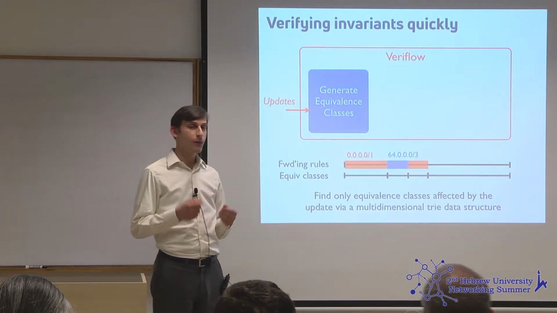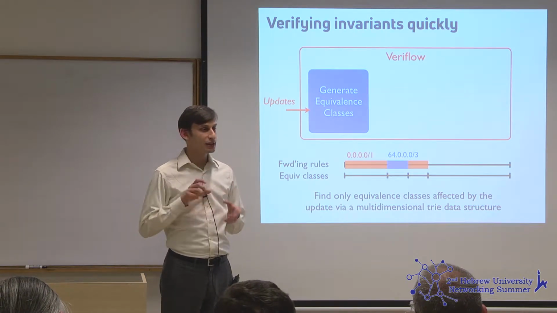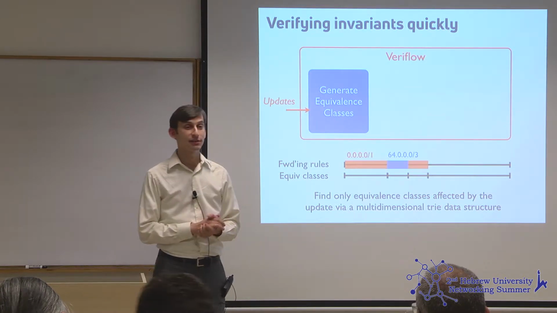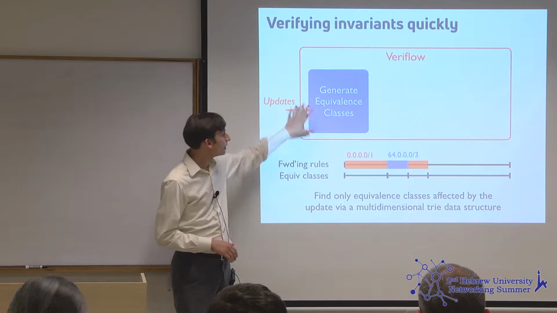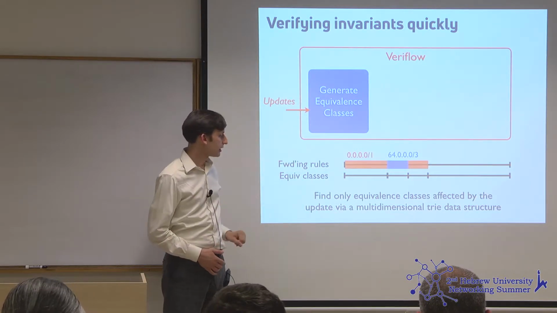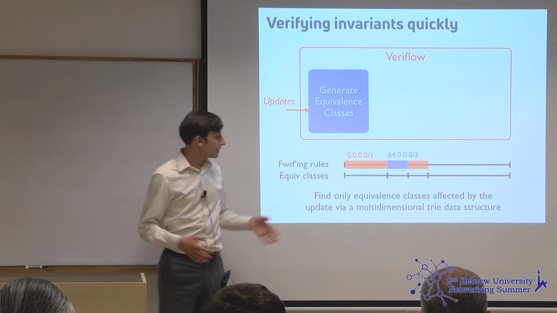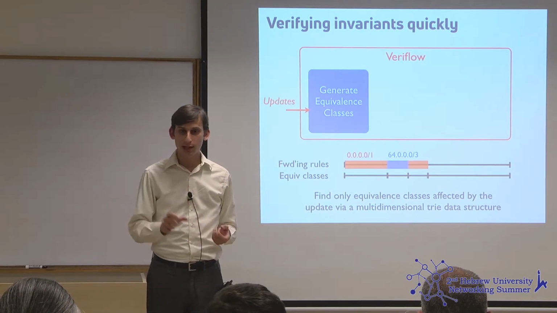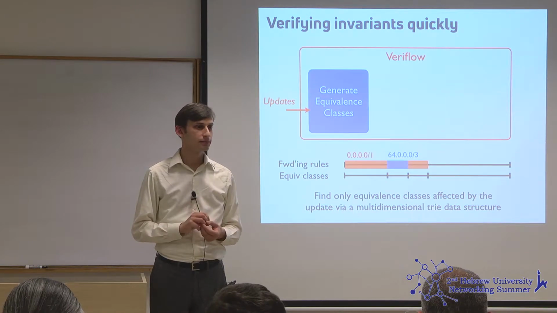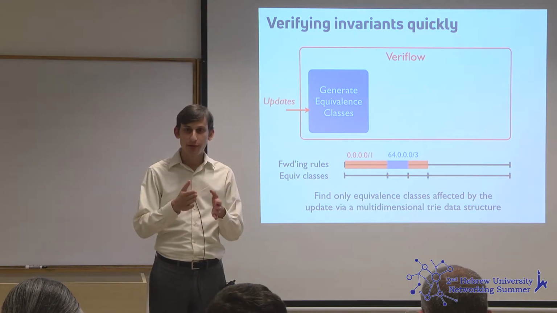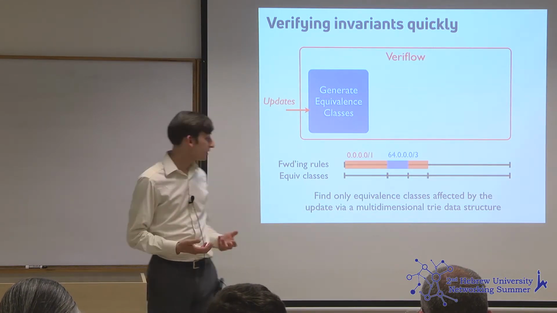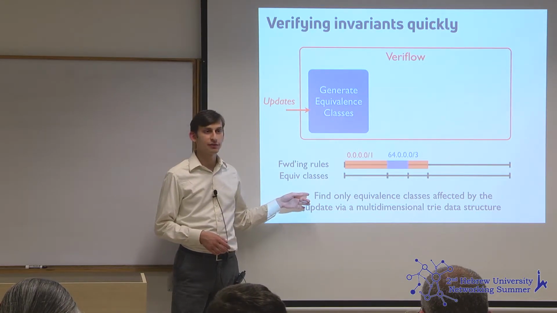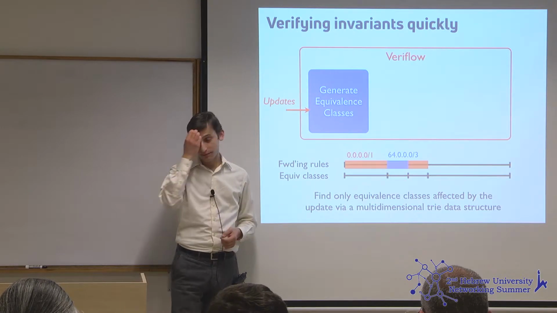Now, when we get a change to the network, we can't start verifying from scratch. We're going to do incremental verification. So what that means is we don't need to look at all equivalence classes in the network. We'll maintain a trie data structure, which is basically a way to look up matching rules that overlap with the change. We'll find the things that overlap with the change, and those are the equivalence classes that are affected by the change. Okay?